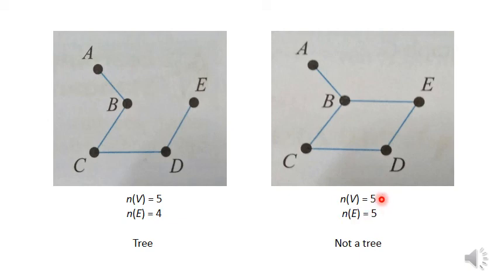Okay, look at the number of vertices, 5. Number of edges also 5. So same number, same value. So if you get the same, this one is not a tree. If the number of vertices is 1 more than the number of edges, then this is a tree.